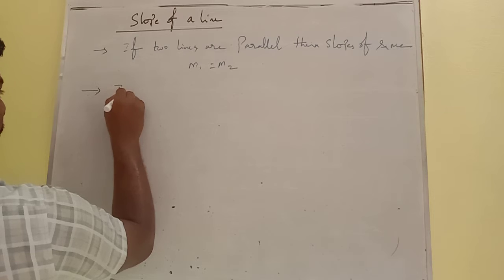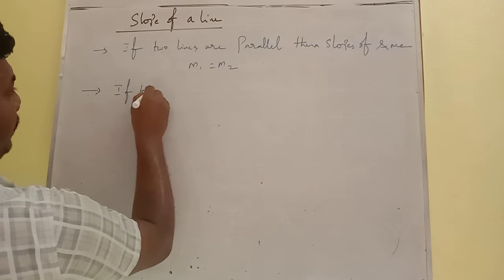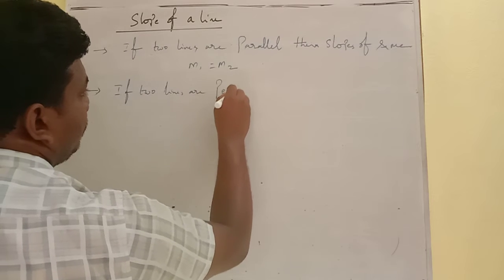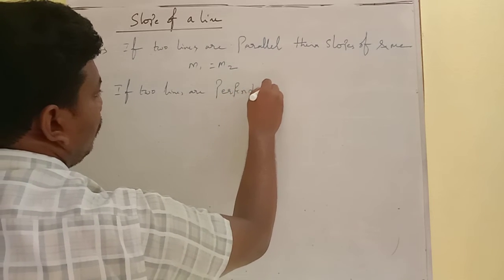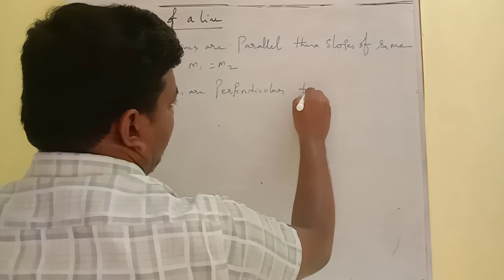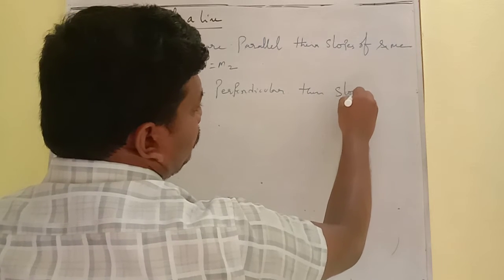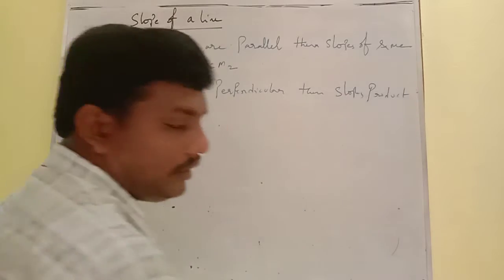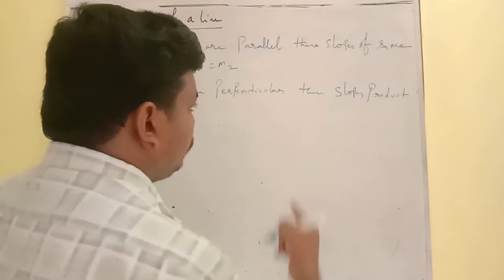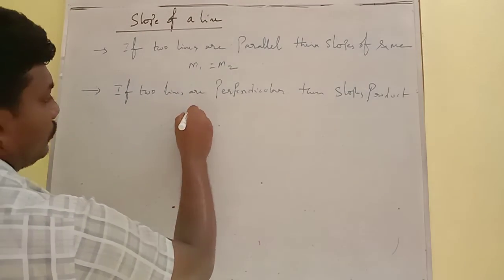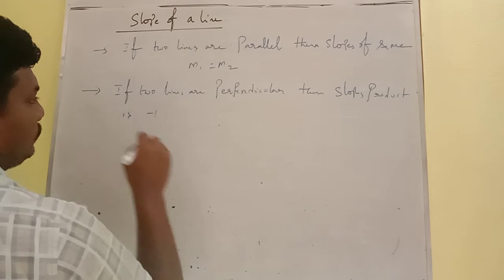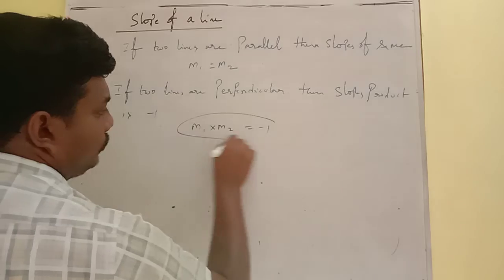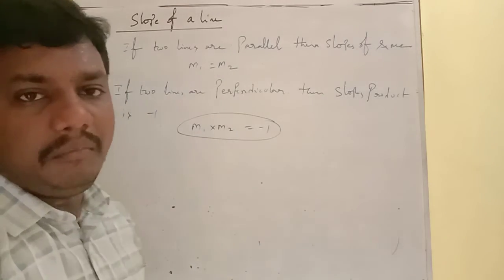If two lines are perpendicular, then the product of slopes is equal to minus 1. That is, slope 1 into slope 2 becomes minus 1.